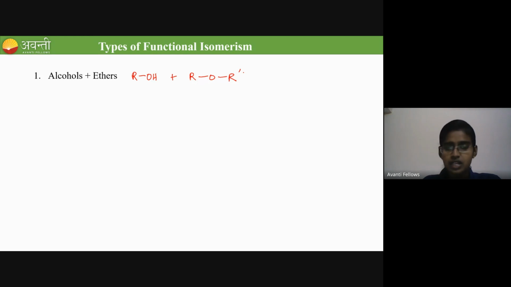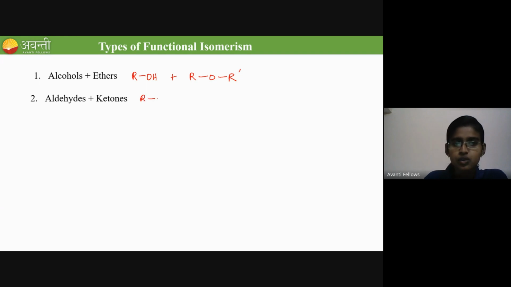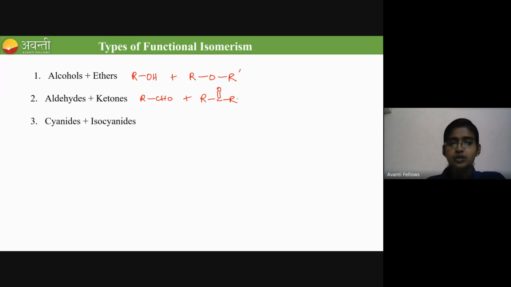First, I'll tell you the pairs. The first pair is alcohol and ether. The second pair is aldehyde and ketone, for which we have seen the example just now. The group for aldehyde is RCHO, and for ketone, it is RC=OR. The third pair is cyanide and isocyanide. For cyanide, the functional group is RCN, and for isocyanide, it is RNC.